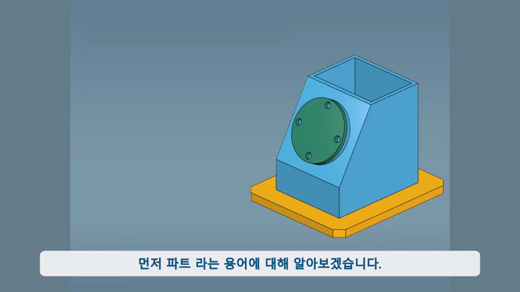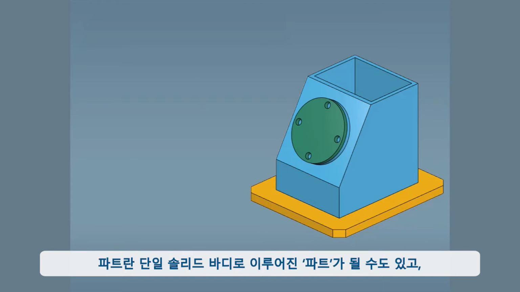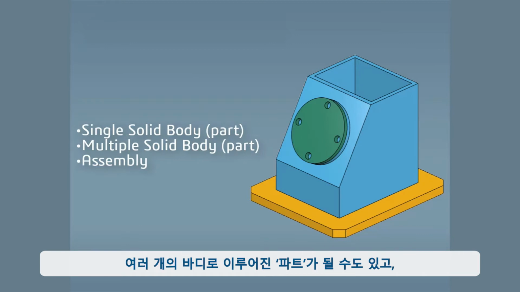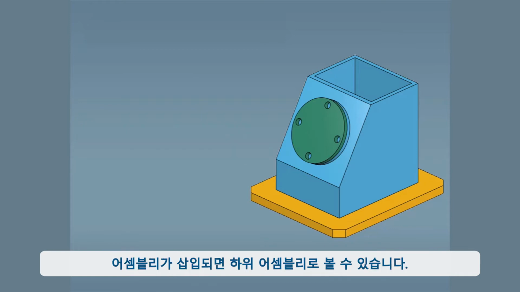First, let's discuss some terminology. Components. A component can be a part with a single solid body, a part with multiple bodies, or an assembly. When an assembly is inserted, it is considered a subassembly.